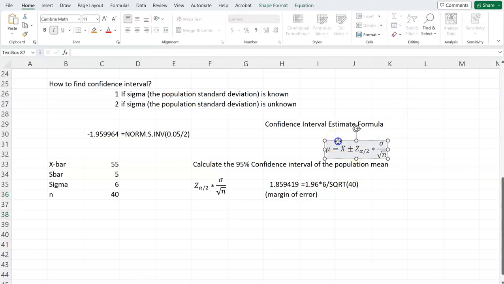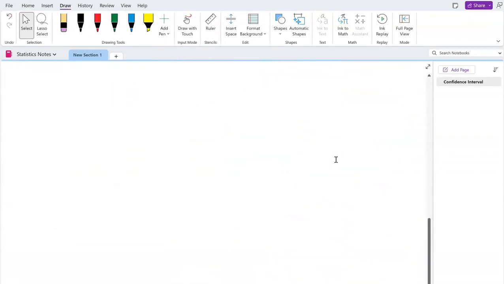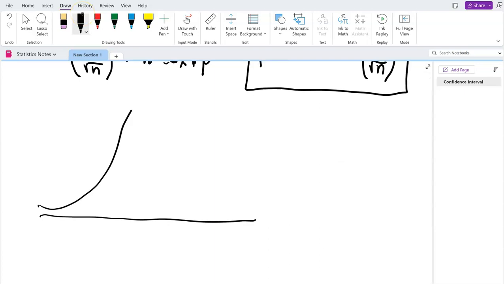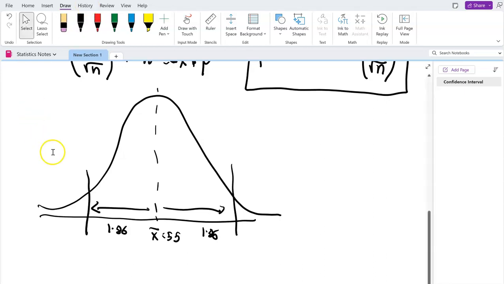Now, if I go back to my diagram again, if this is my normal distribution, where the sample mean is 55, then the margin of error is telling me that I go 1.86 to the left and 1.86 to the right. And these ends are now the 95% confidence interval.